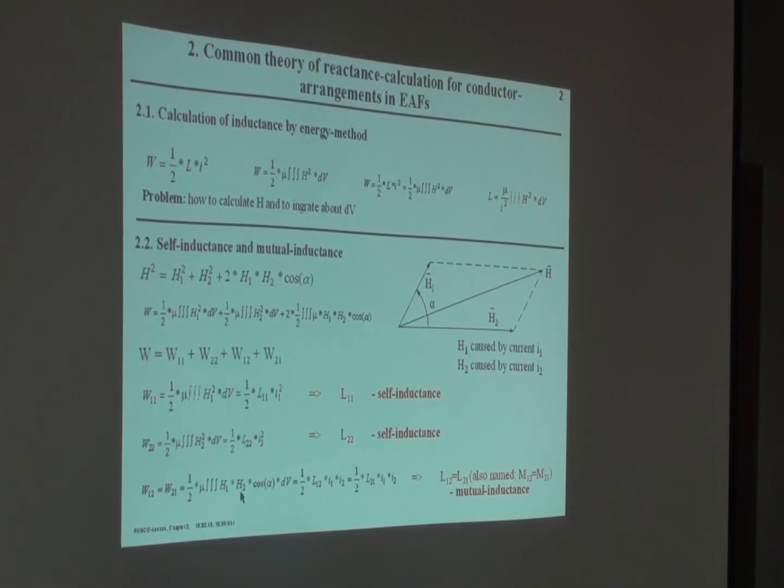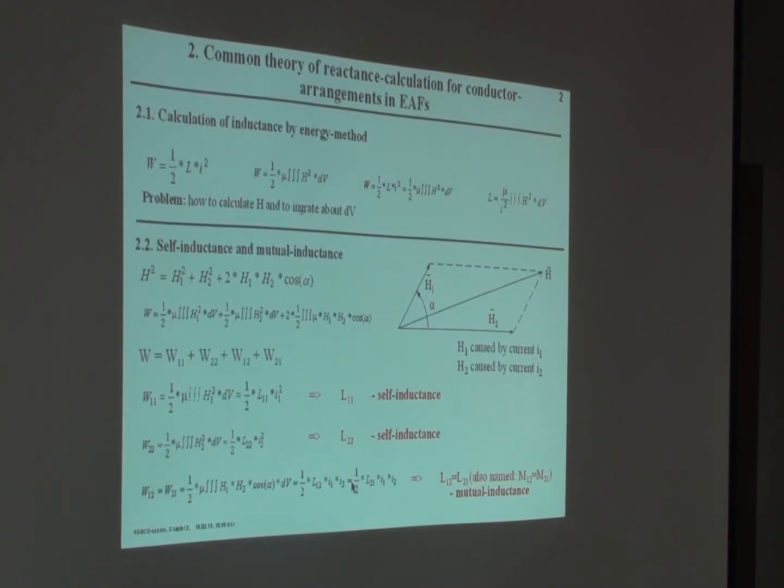If you calculate this, you will get 4 additional terms: one term caused only by current 1, one caused by current 2, and one caused by currents 1 and 2. So we can say, if you do this integration afterwards, we have 4 parts of energy.